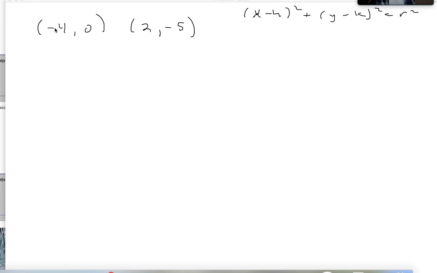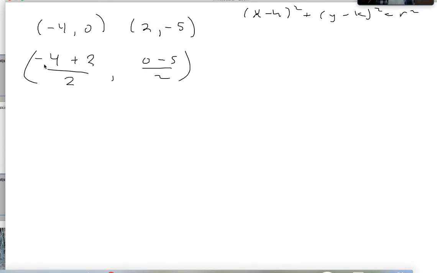So let's see, if we're going to find the average of these x's, that would be negative 4 plus 2 over 2 would be our x, and 0 minus 5 over 2 would be our y. So that's negative 2 over 2, which would be negative 1, and then negative 5 halves. So that would be our h, k, and now we just have to get r out of there.